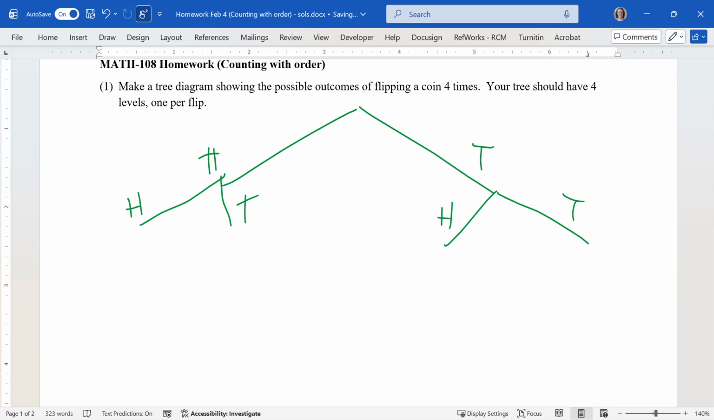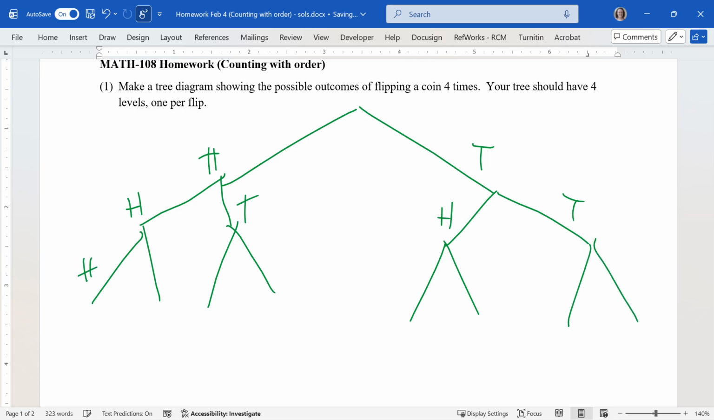And then after that, each of these outcomes is going to branch again into 2 for the third coin flip. Again, please forgive my clumsy thumb drawing. So this is going to be heads, tails, heads, tails, heads, tails, heads, tails. And then one more time for our very last coin flip. Each of these is going to branch into 2.